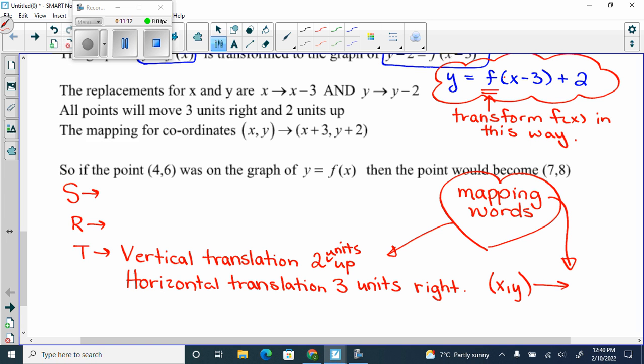So I have my xy, and I want to move it 3 to the right. So what am I going to do to that coordinate to make it go 3 to the right? x plus 3. And then I need to move 2 up. What am I going to do? y plus 2.